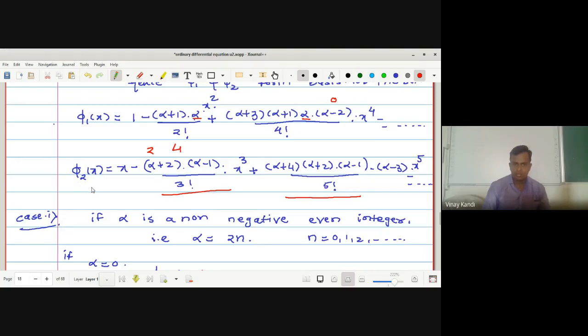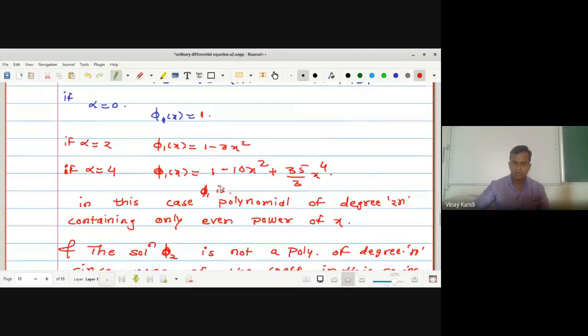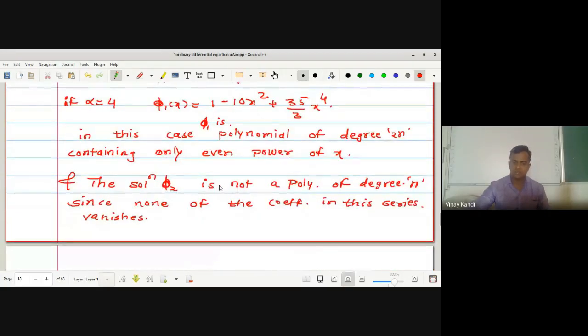We call it a polynomial only when its degree is finite. Here the degree is never finite, it is infinite. So in this case phi 1 is the polynomial of degree 2n and phi 2 is not a polynomial. This statement is sufficient, there is no need to write degree n now. So in this case the solution phi 2 of x is not a polynomial.